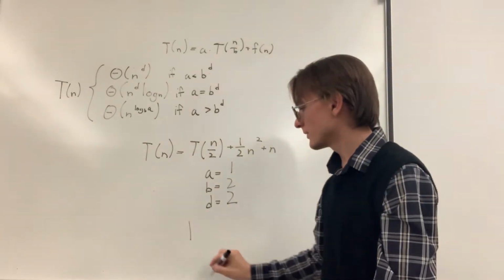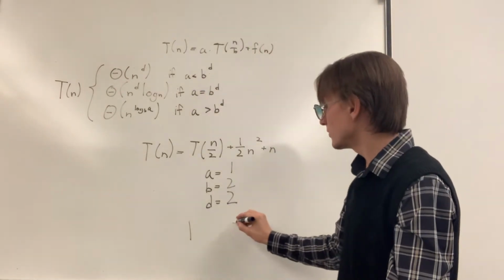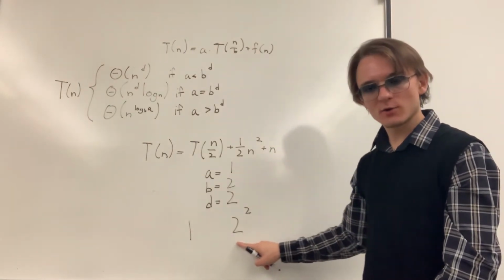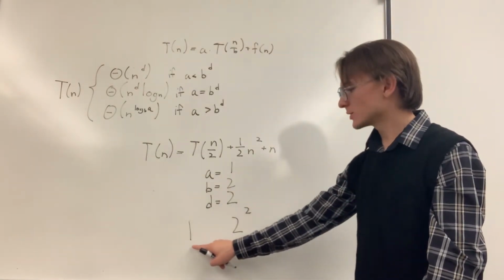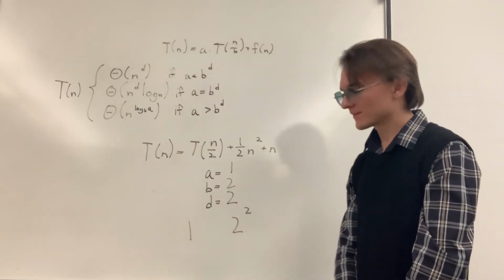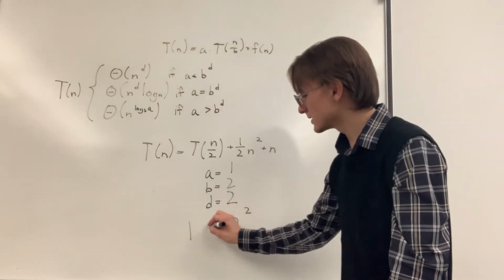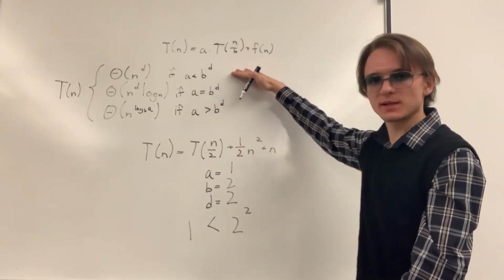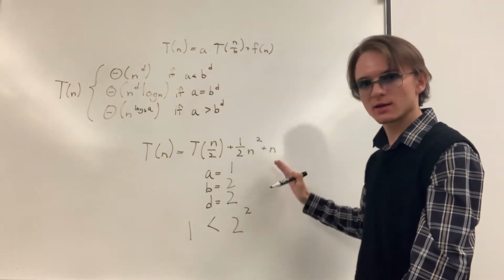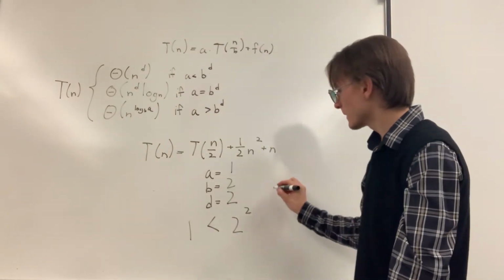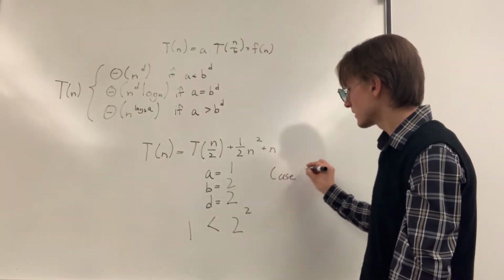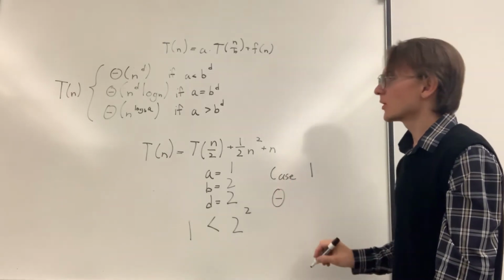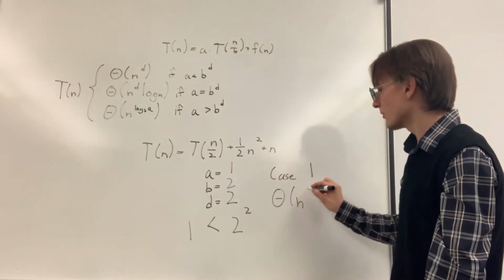Now we do these comparisons. We get a is 1, we have some symbol, and we do b to the power of d. Is 1 less than 4? Is 1 equal to 4? Or is 1 greater than 4? Absolutely, 1 is less than 4. So we are led to case number 1, where a is less than b to the power of d, because 1 is less than 4. So our solution is case 1, and big theta will be n to the power of 2.